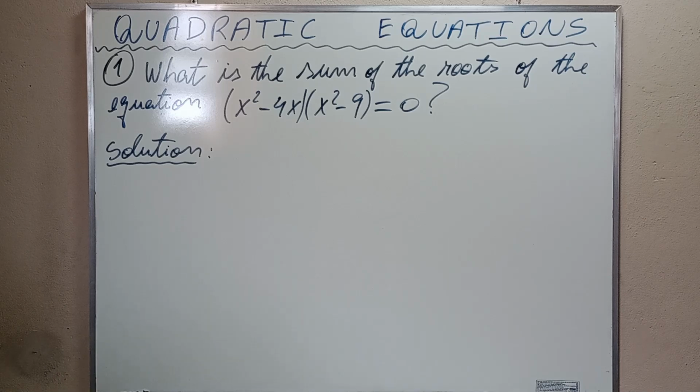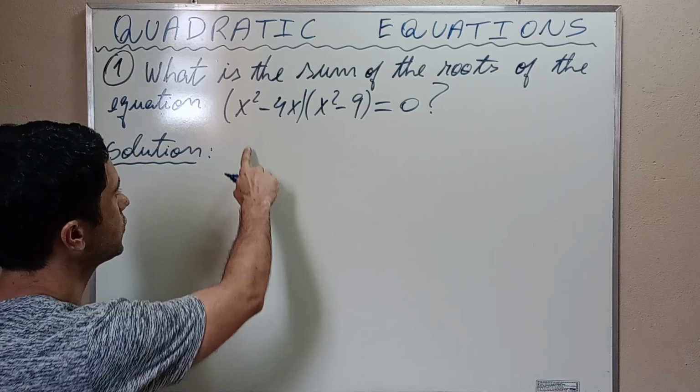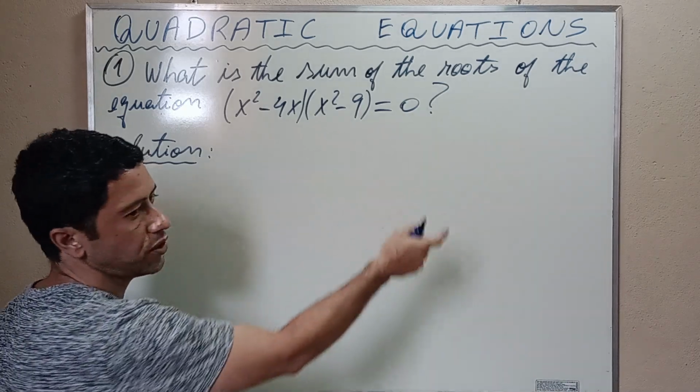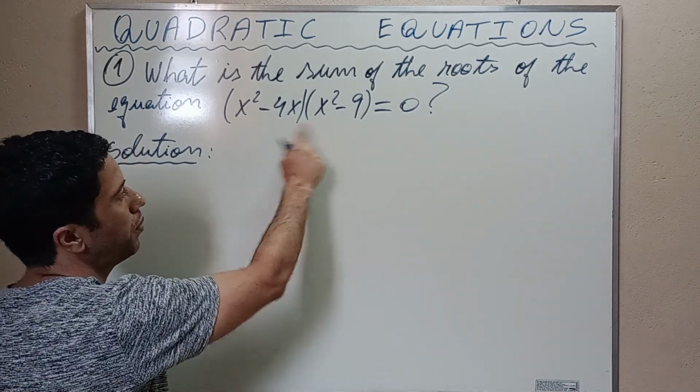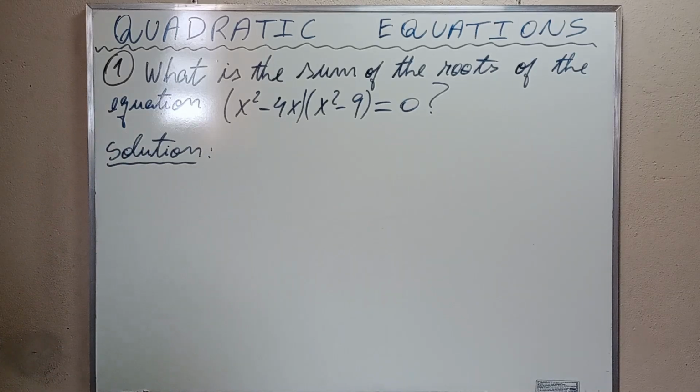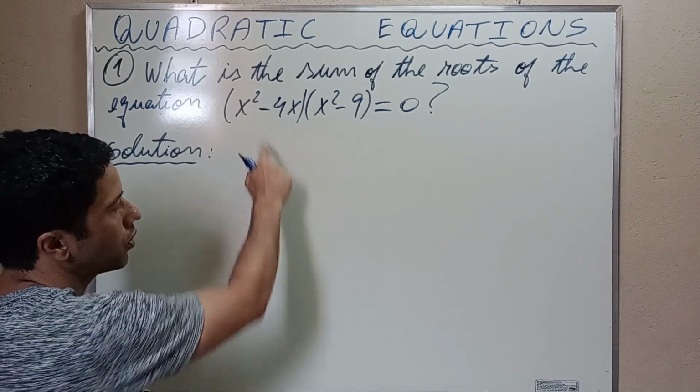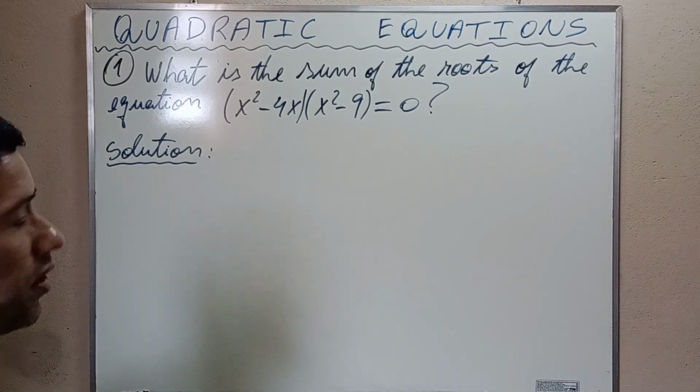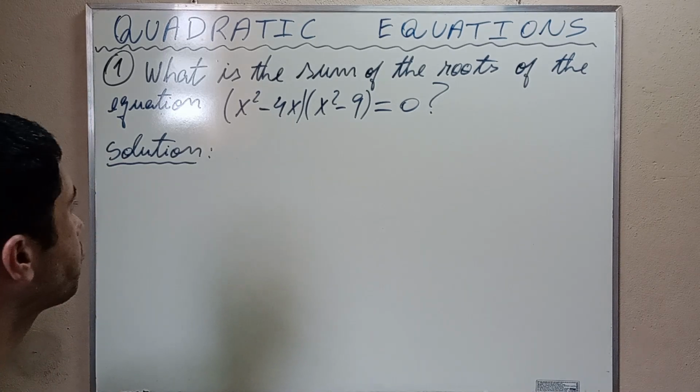To find the roots of this equation, we can develop the product, multiply here and set it equal to 0. But instead of doing this, we will work on each term separately, alright? It is easier, I think.